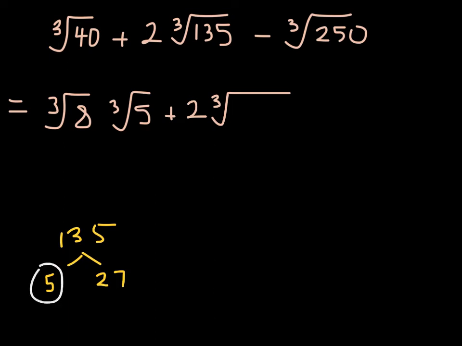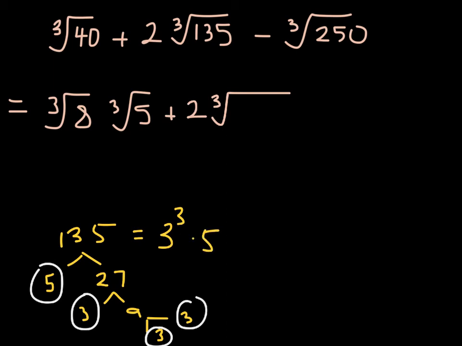And then, 5 is prime. 27 is 3 times 9. Of course, 3 is prime. And then 9 is 3 times 3, right? Let's see if I can fit this here. Yeah, I got it. So 3 times 3. So you can see that 135 is 3 cubed times 5. So that's how I'll rewrite 135. 3 cubed times 5.